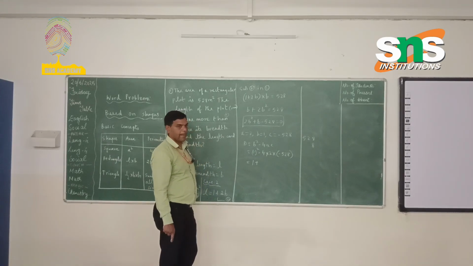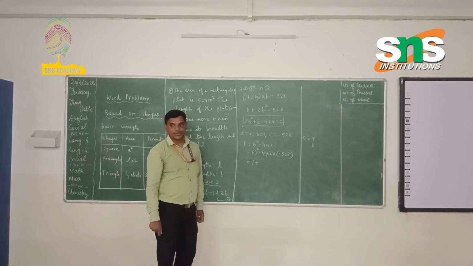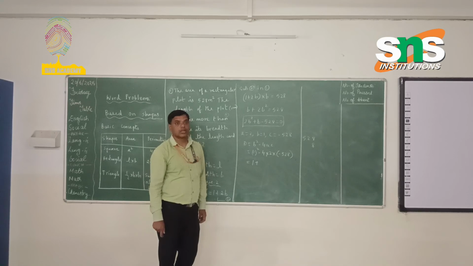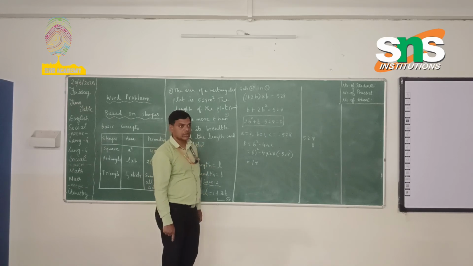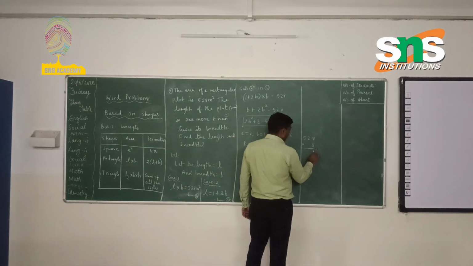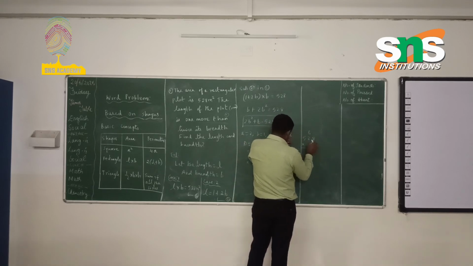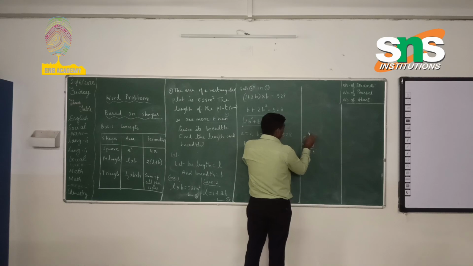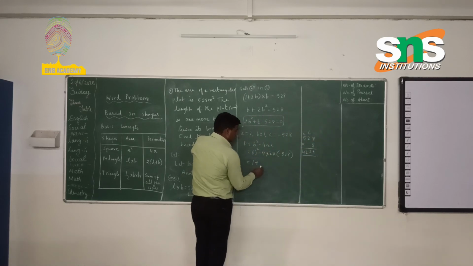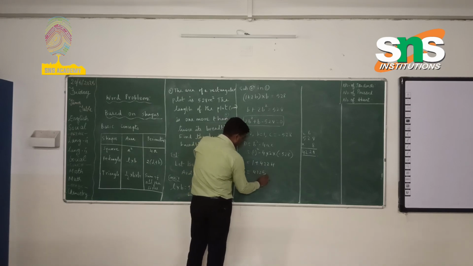528 into 8. 4,224. Are you sure? 8 8s are 64, write 4; 8 2s are 16, 16 plus 6 is 22; 8 5s are 40, plus 4 is 44. So that is 4,224. When you add 1 to this, you will get 4,225.